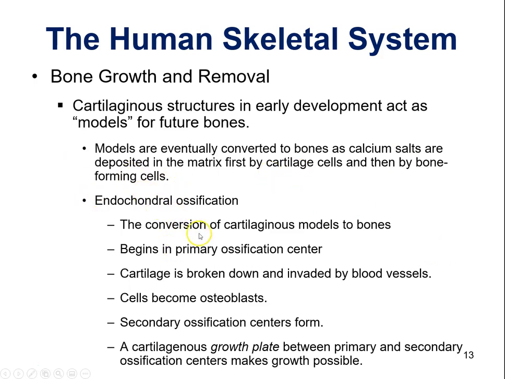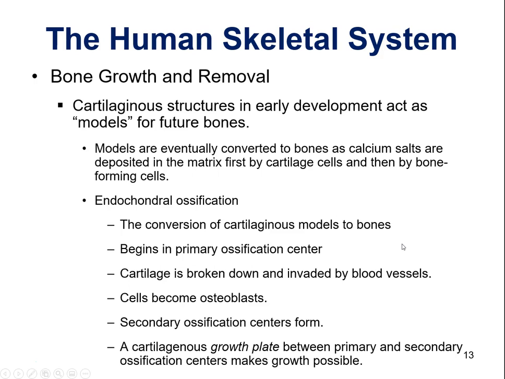And so if we talk a little bit more here about the formation of bone, okay? This is talking in detail about this process. So it says endochondral ossification, right? Ossification meaning forming of the bone. So the conversion of the cartilaginous models to bones, I just said that, right? This is just a little more detail in terms of this process. And so this begins in something called the primary ossification center, okay? And we said that cartilage is going to then turn into bone.